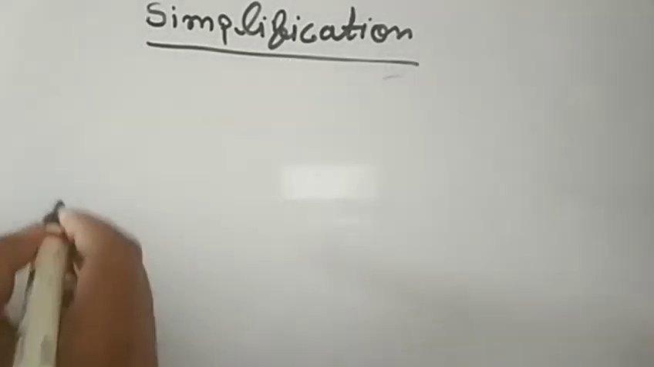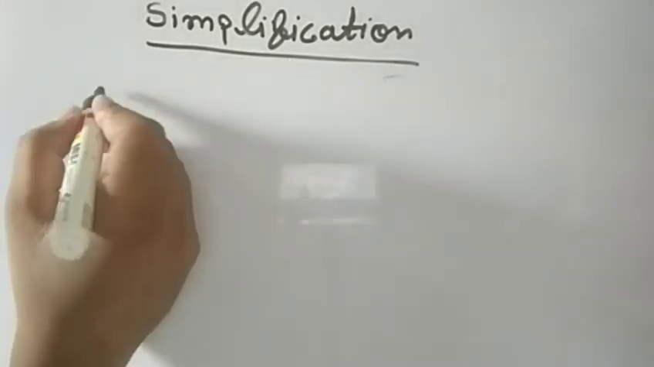Simplification problems involve two or more operations. Till now we have done addition, subtraction, multiplication and division separately. In simplification problems, we can have two or more operations in the same problem. So this is the rule to solve the simplification problem.